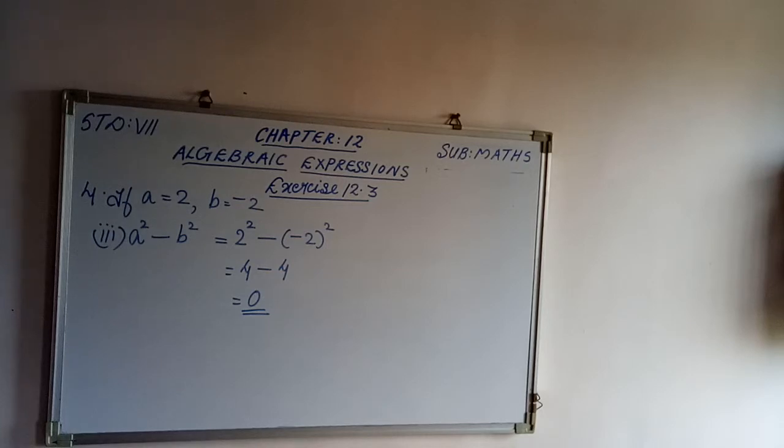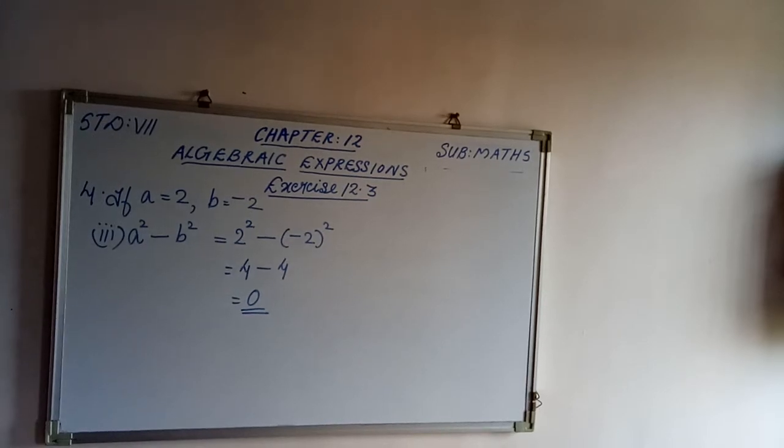Now question 5th one. Question 5 is same as that of question 4. In question 5 also the values of a and b are given. You have to substitute the values of a and b in the given expression and find out the value.